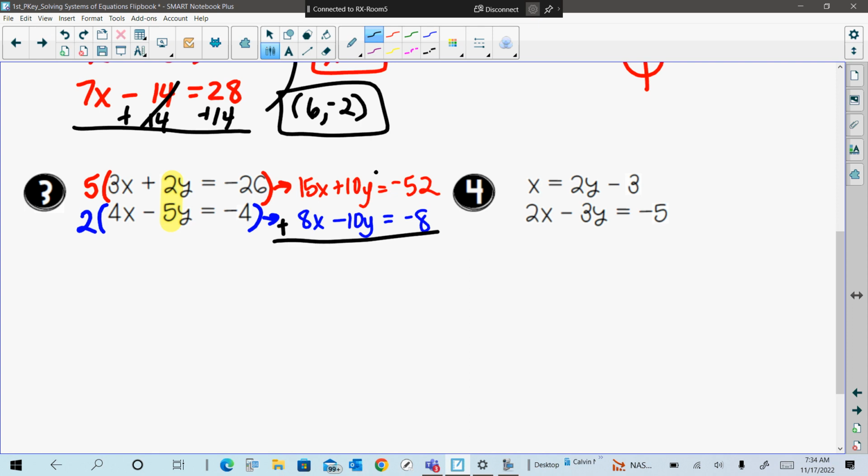So when I add, the y's cancel. And now I'm adding everything. 15x and 8x is going to leave me with 23 x's. Yes? I think the top one would be 130. Oh, I multiplied it by 2 instead of by 5. Yeah. Sorry. This top one is 130, -130. You're right. Thank you, Jonah.